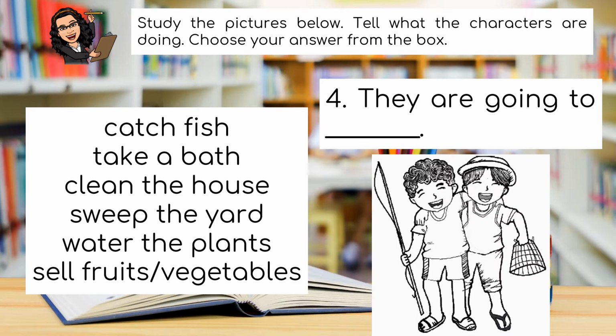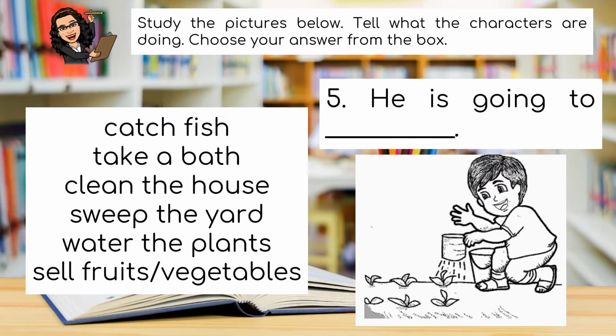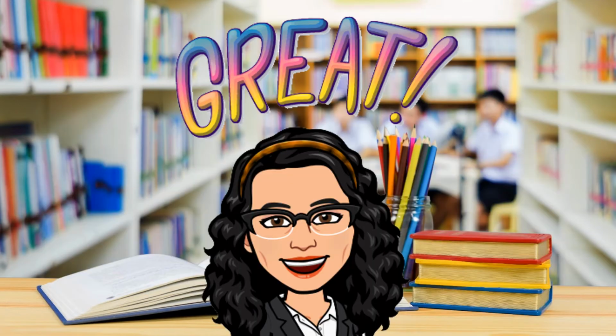Number 4, they are going to blank. What are the characters doing? Catch fish. They are going to catch fish. Number 5, he is going to blank. What is the character doing? Water the plants. He is going to water the plants. Are your answers correct? Great!